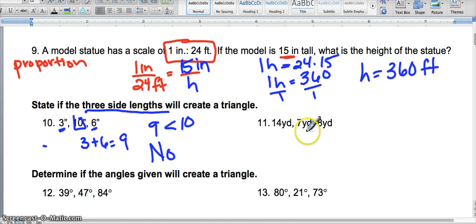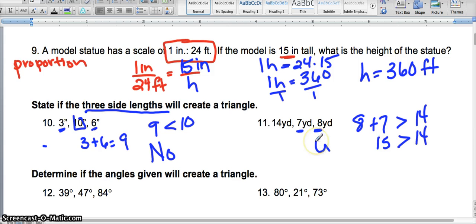If we look at number 11, the 2 short sides are 8 and 7. 8 plus 7 is 15, and 15 is greater than 14. So yes, this will make a triangle.